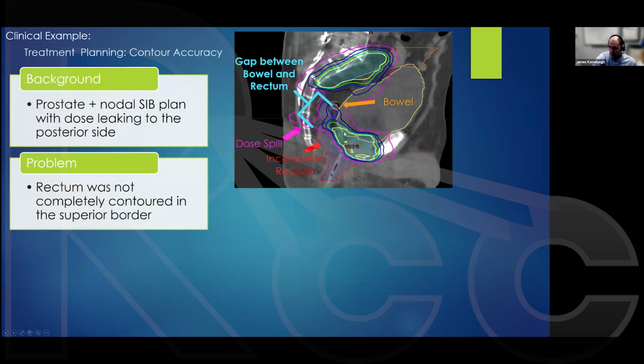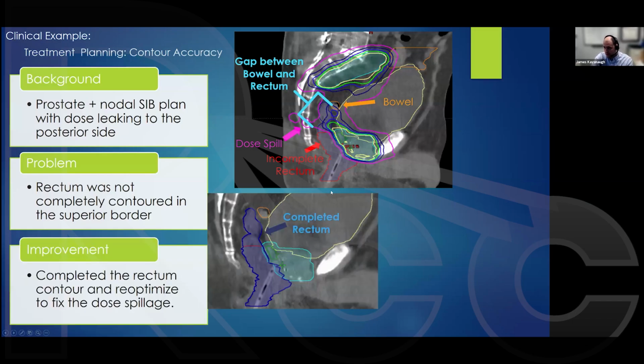And as you can see, we're treating the prostate and we're treating nodes. Without any contour there, there's no optimization objective on that tissue, which is highly important OAR tissue. And that caused a bulging of this dose to spill posteriorly and a pretty high level of dose as well.